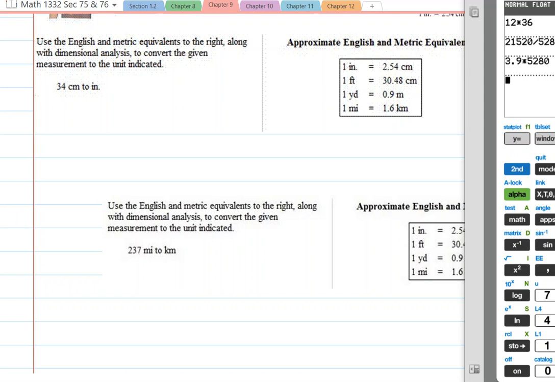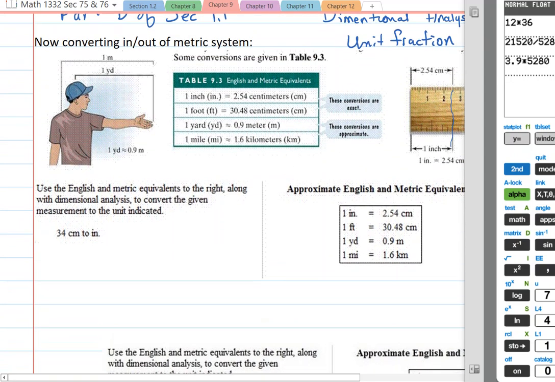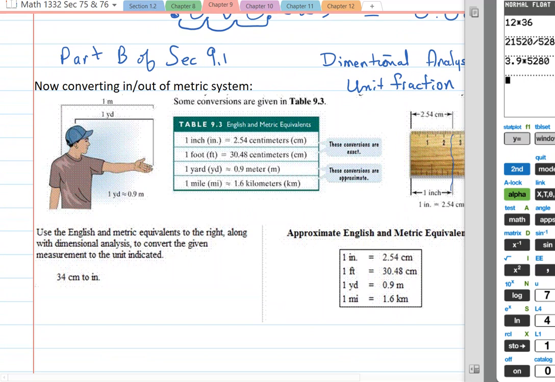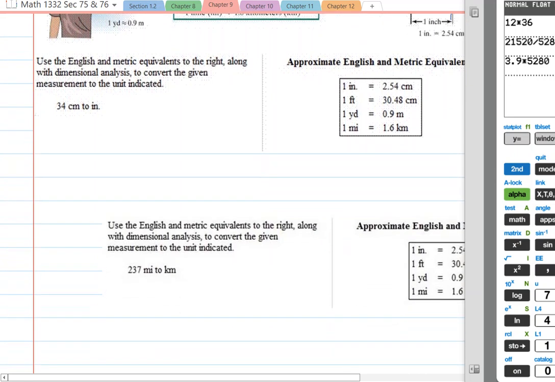So we want to use dimensional analysis to convert. Oh, I misspelled it. Sorry about that. So I'm starting with 34 centimeters, and I'm going to change out of centimeters and change into inches. So I look at my chart and I have 2 and 54/100 centimeters equals 1 inch.